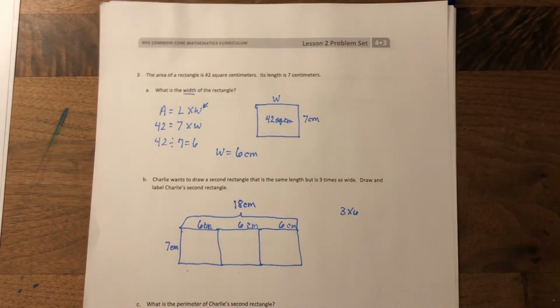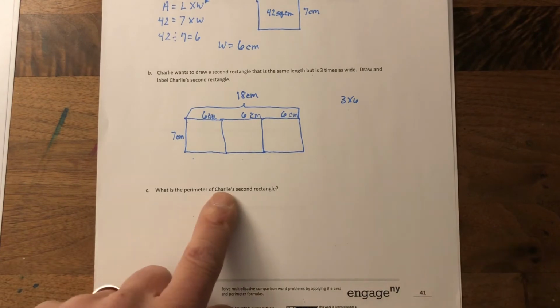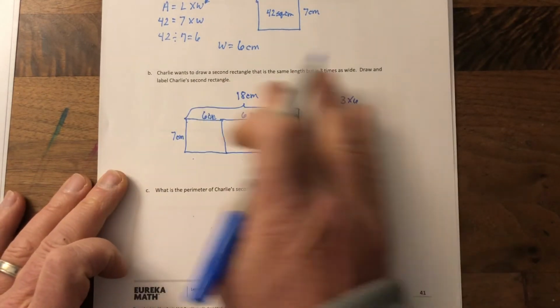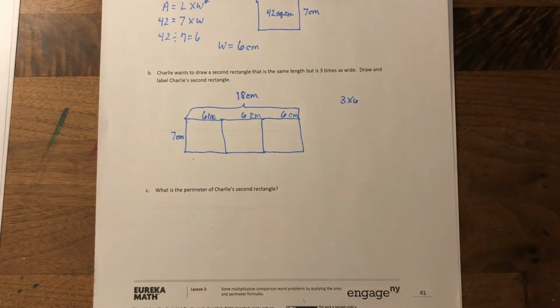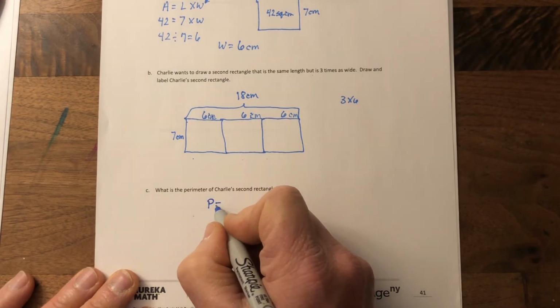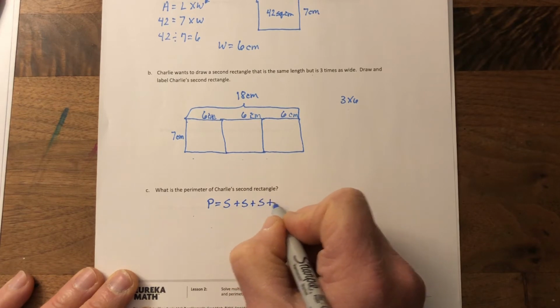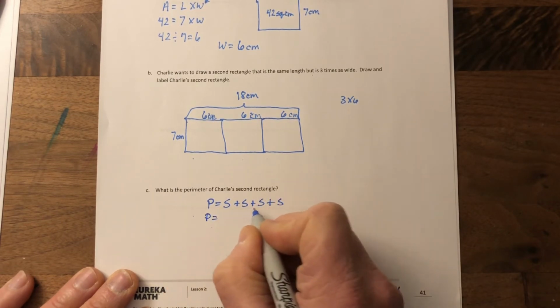So let me get back into the picture here. There we go. Now, what is the perimeter of Charlie's second rectangle? This is the second one. I need to find the perimeter. What's the first step? First step is writing down the formula. That's right. Let's get the formula written down first. Good. So then perimeter is equal to side plus side plus side plus side.